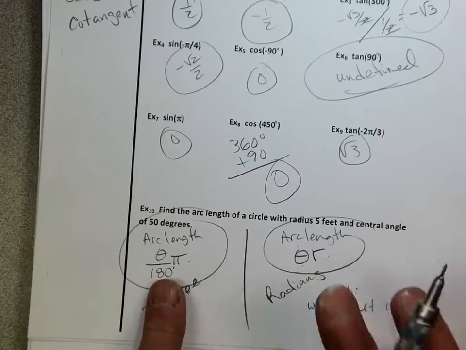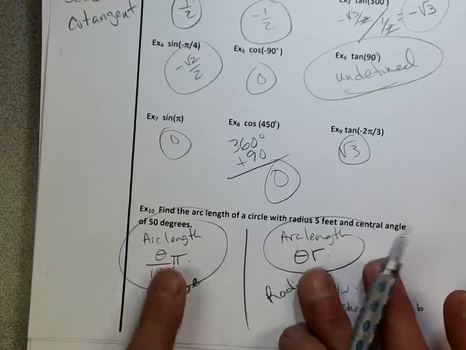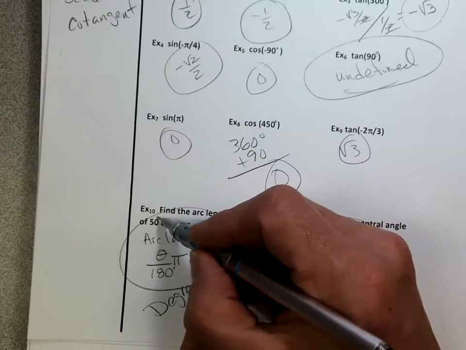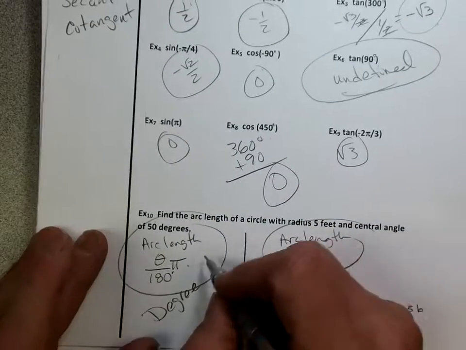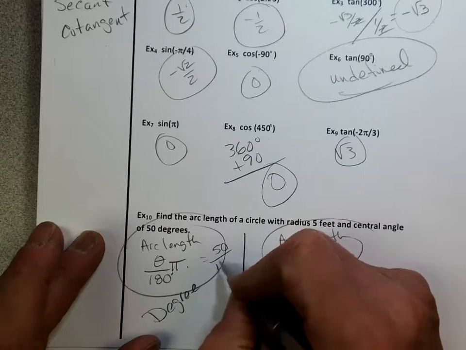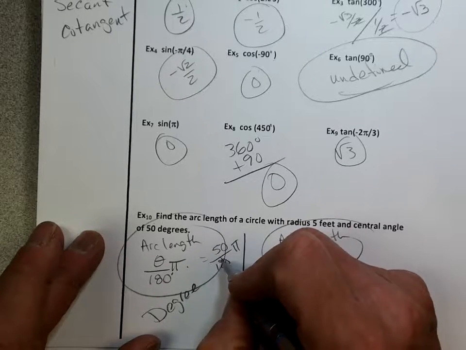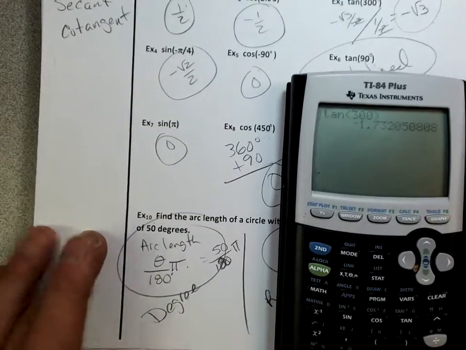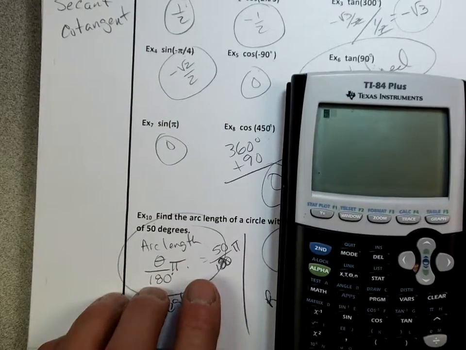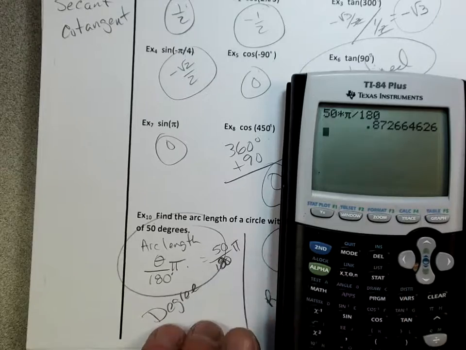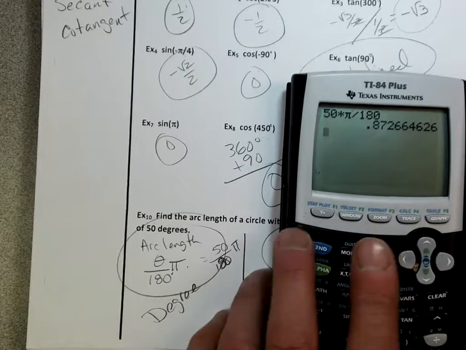Okay, so this one, example 10. Which of the 2 formulas am I going to use? First or second? Right, because it's 50 degrees. So to do this one, I'm just going to go 50 over 180 times pi, and I'm going to use my calculator to get an answer. So if I just go 50 times pi divided by 180, I get about 0.87.